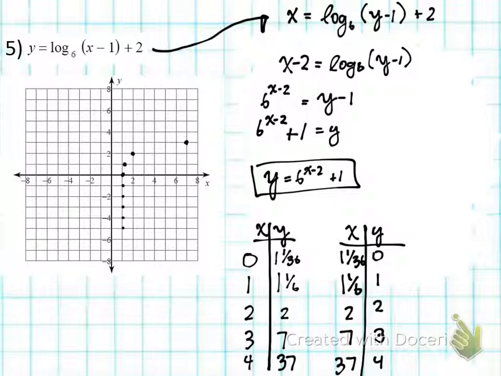Okay, so I'm going to plot my points now, or graph them. And you can see this graph looks different than the first two with a base of 6. It actually has more of a curve here. Okay, it's not as dramatic. Okay, it's not as sharp of a turn. Okay, but that's how you do number 5. And that's it. All right.